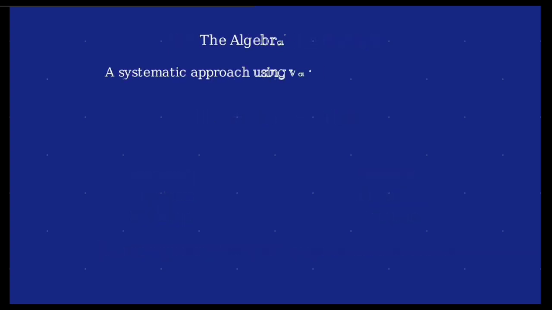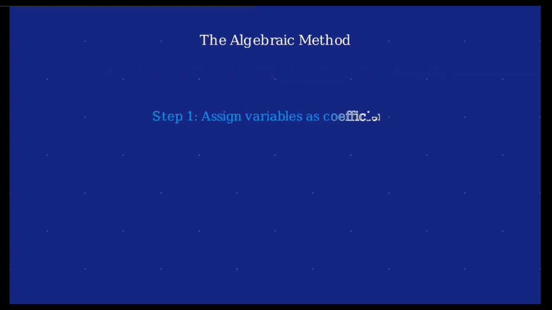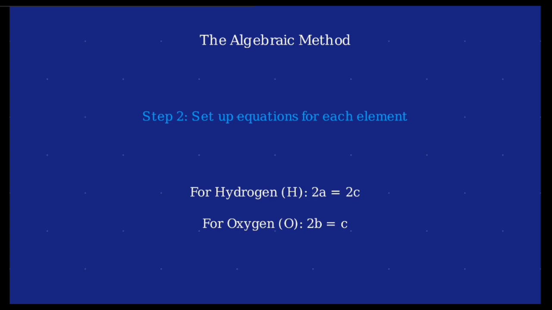The algebraic method offers a systematic approach to balance chemical equations, especially useful for complex reactions where trial and error becomes inefficient. Start by assigning variables like A, B, and C as coefficients to each reactant and product in the unbalanced equation. For each element, create an algebraic equation that equates the number of atoms on the reactant side to the number on the product side.